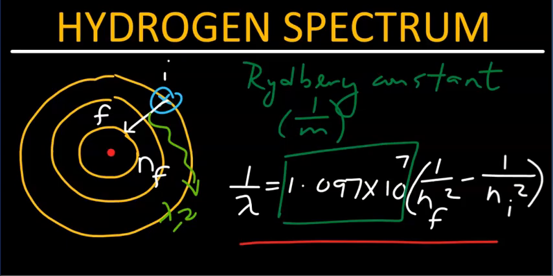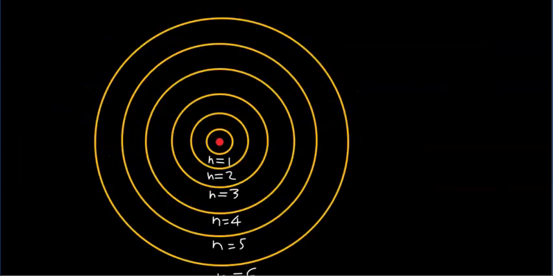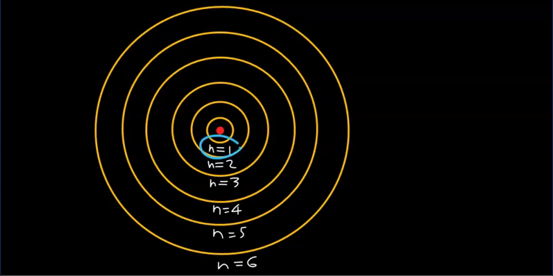So let's do just that. What we have here is a schematic diagram of a hydrogen atom with various orbits represented by orbital number, n equals 1 all the way until n equals 6. Now let's assume the electron of this hydrogen atom is initially at the n equals 6 orbit, like that, and it makes a transition to the n equals 2 orbit, like that. The wavelength of the radiation emitted can be calculated using the equation that we have just discussed a few minutes ago.